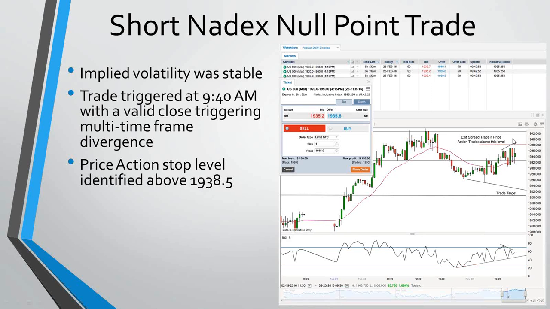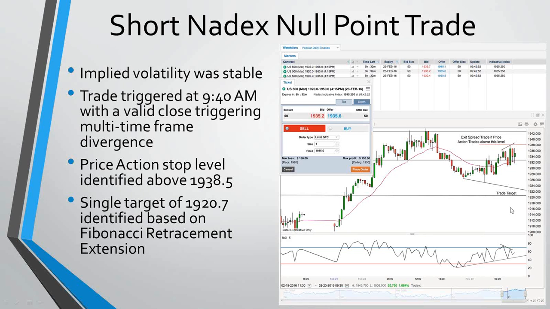This is where we identified that we would get out if the price action got above there. We weren't going to hold it to expiration, okay? We had a single target of 1920.7 identified based on a Fibonacci retracement extension, which you can see in the target right here. And obviously, here's your divergence right there. You got higher highs, and you've got lower lows on the lower highs on the RSI.